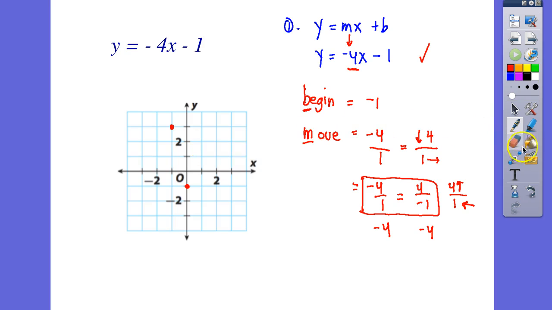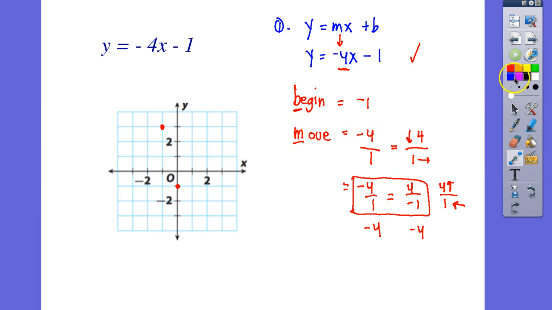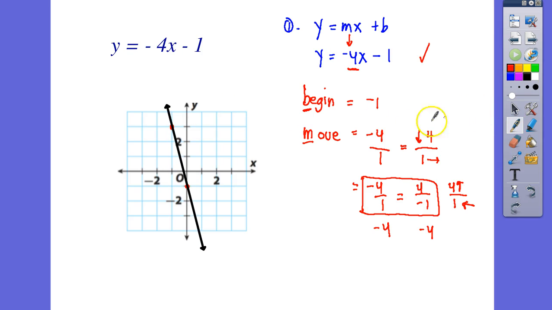Those are your 2 points. You can connect those points and that will be your line. There. That's the graph of the equation y equals negative 4x minus 1. Okay, let's look at another one.